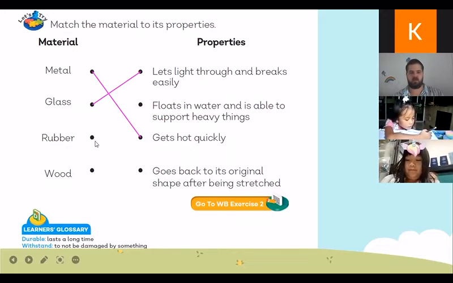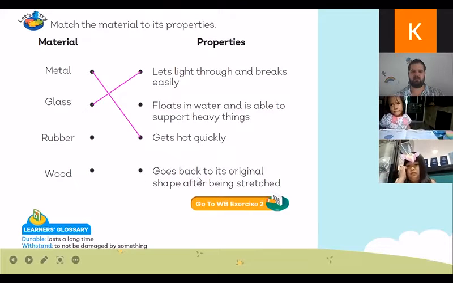Okay, next one. Rubber. So rubber floats in water and is able to support heavy things. No. Rubber goes back to its original shape after being stretched, like a rubber band. Yes, very good. So we draw a line from rubber to goes back to its original shape after being stretched.